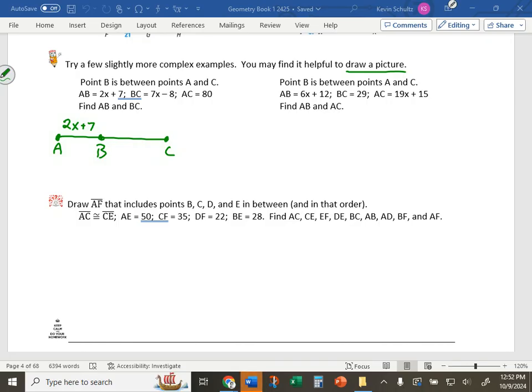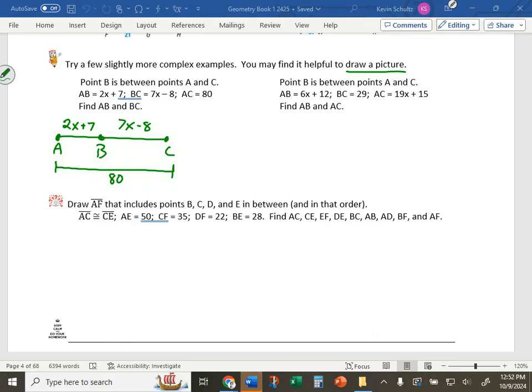Again, notice there's no segment line over AB, so it's talking about the value of it. And it's also using an equal sign, right? It's talking about value here. From B to C is 7x minus 8. And from A to C, we're going to use those brackets like we had on the above examples. From A to C is 80. And our job is to find the measure of AB and find the measure of BC.